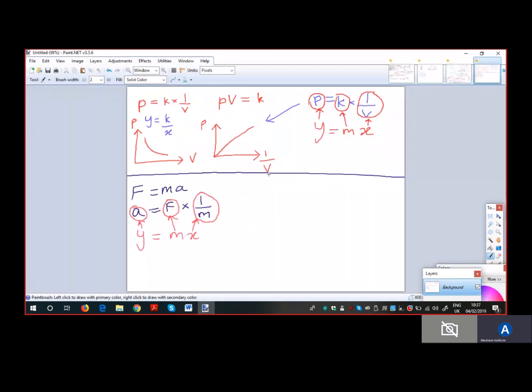Is that clear? If you draw this graph, I'll quickly sketch it. On the y-axis we have acceleration. On the x-axis we have 1 over m, not m, 1 over m. So it is like this, you can see here. That will be a straight line through the origin. It should be a straight line, like this. You can compare it with Boyle's law. And the gradient of this is the resultant force.